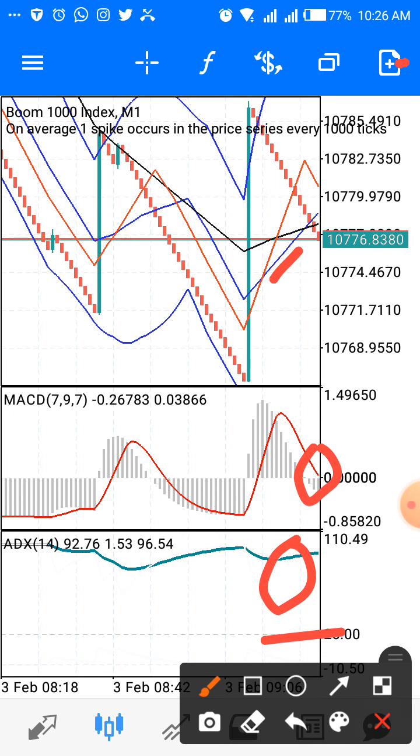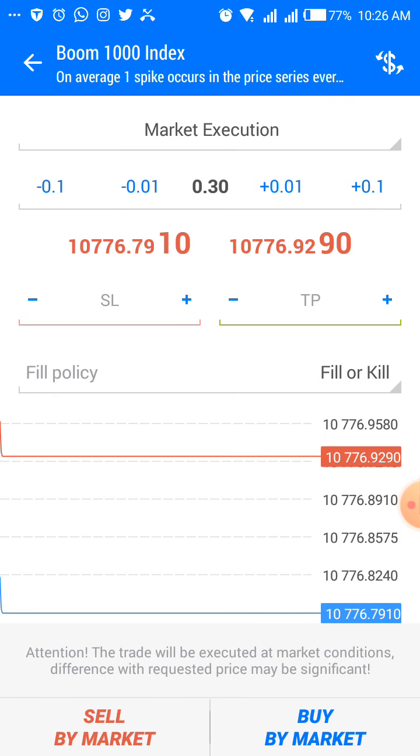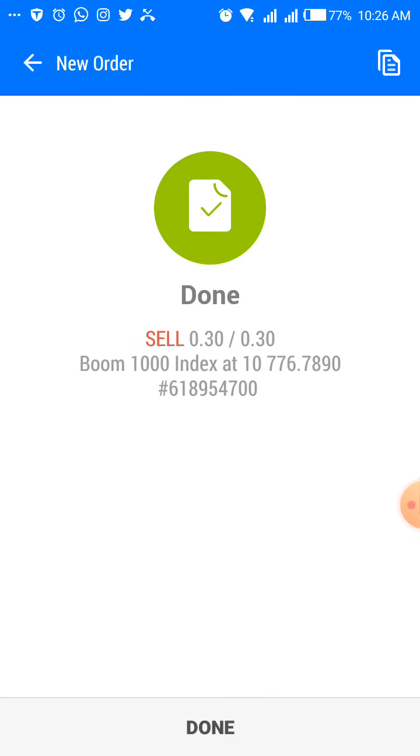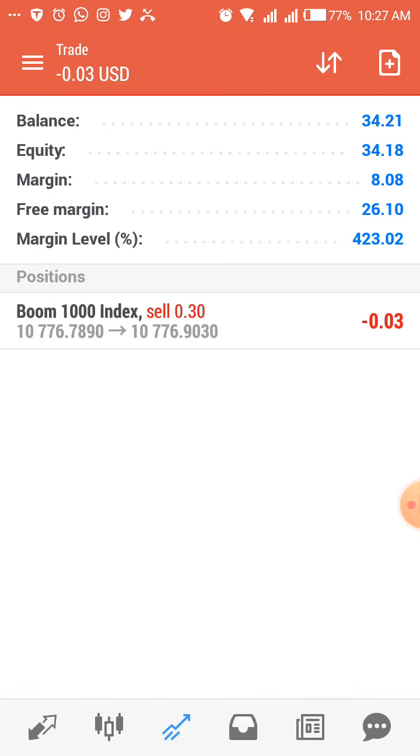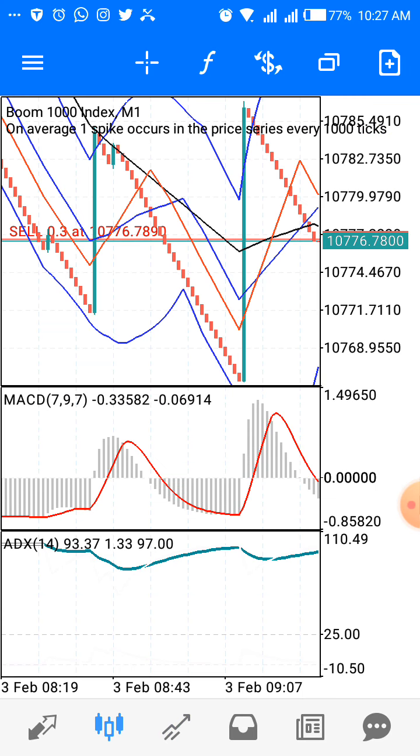Sorry, let me remove this. We can enter a trade. We can put our sell. Now these conditions are met. Now mind you, we said in boom we are only looking for sell position in boom, and these three conditions are met, and we have entered our 0.3 lot size. It's very small. We don't want to put too much lot size. We just put something that's very small.